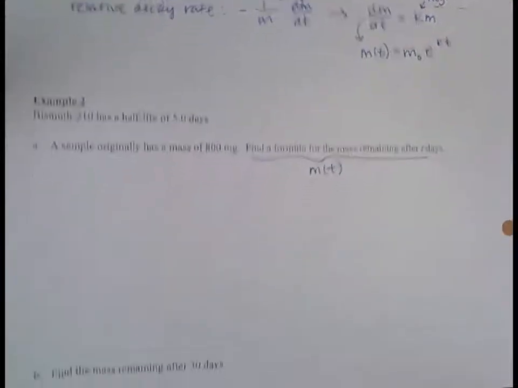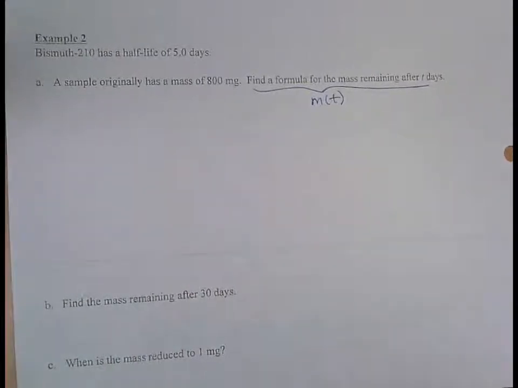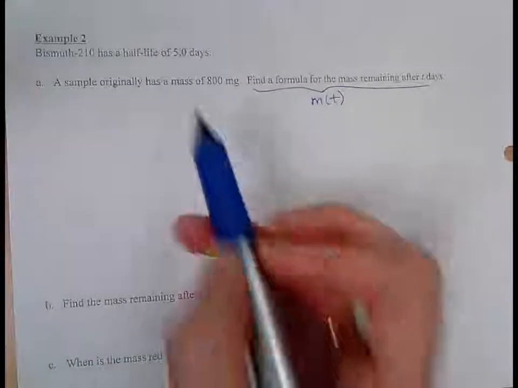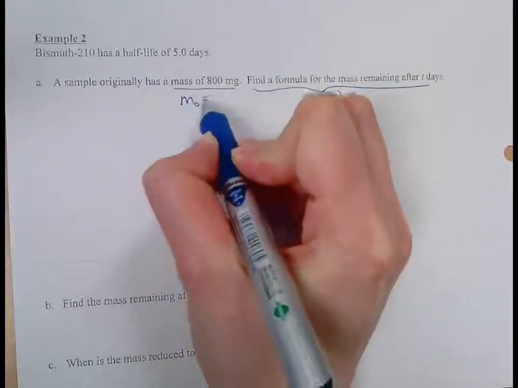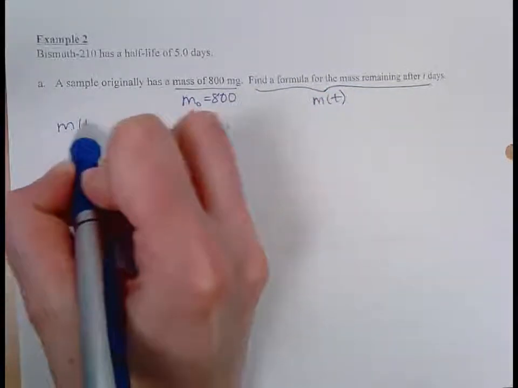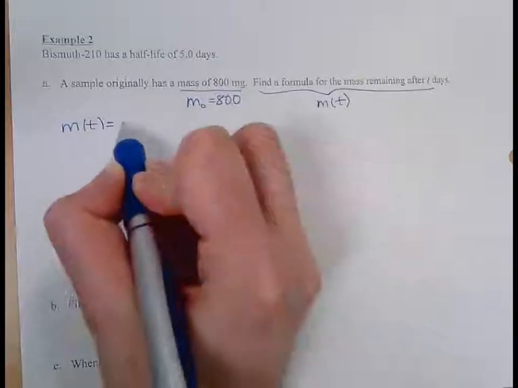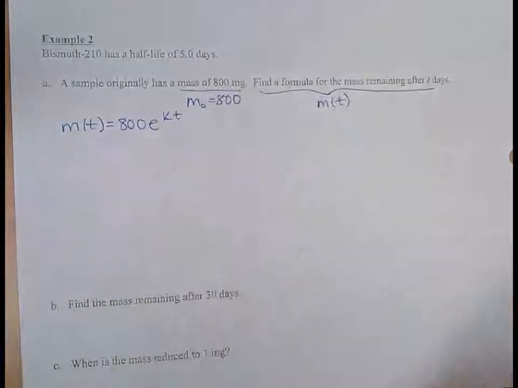Working through this is like what we just did. You need to know the initial mass. You need to be able to find the value of k in order to write your solution equation m of t. So I know the original mass was 800 milligrams, so m sub 0 is 800. So I'll have m of t is equal to the initial mass, 800, times e to the kt.